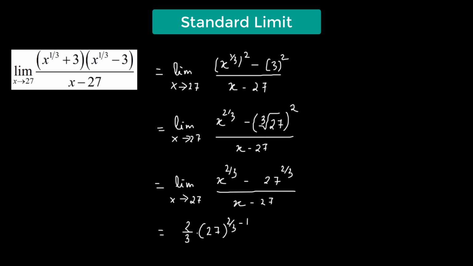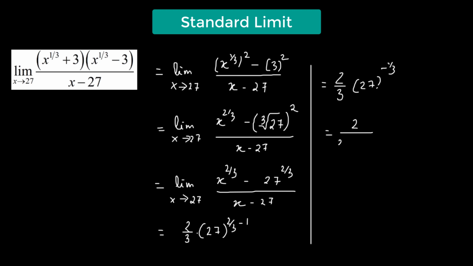So that will give us 2 third of 27 raised to the power of negative 1 third. So we have 2 third over 27 raised to the power of positive 1 third. So that means this is the cube root of 27, which is simply equal to 3. So the final limiting value is 2 over 9.